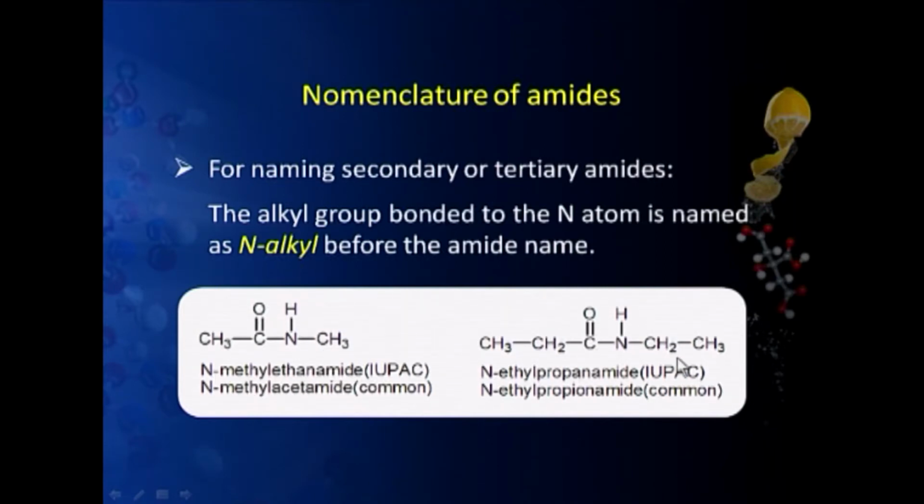Let us take another example. This is the derivative of a 3-carbon acid. So, it means it is a propanamide derivative in which one of the hydrogens is substituted by an ethyl group. So, we call this N-ethyl propanamide. These are the IUPAC names. In the common system, the same thing is applied. We will write the name of the alkyl group before the common name for that particular amide, such as we will call this N-methyl acetamide, and we will call it N-ethyl propionamide.